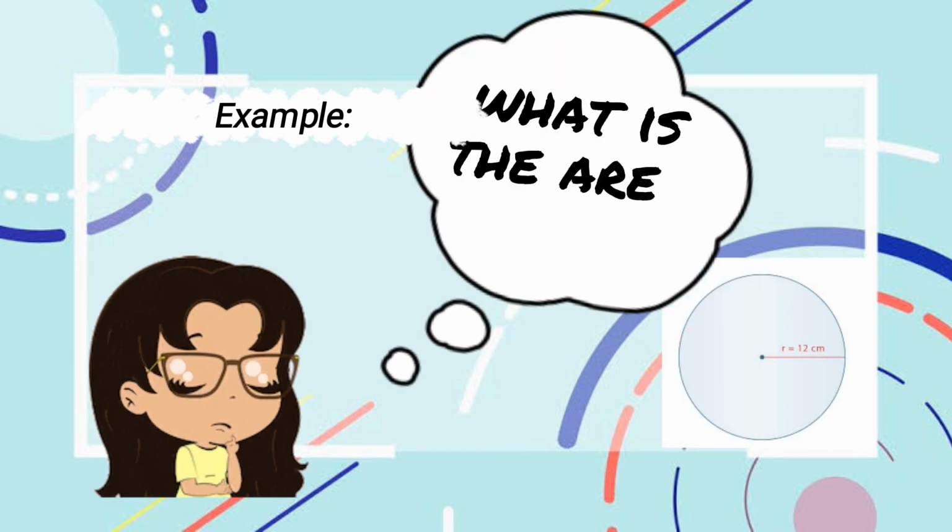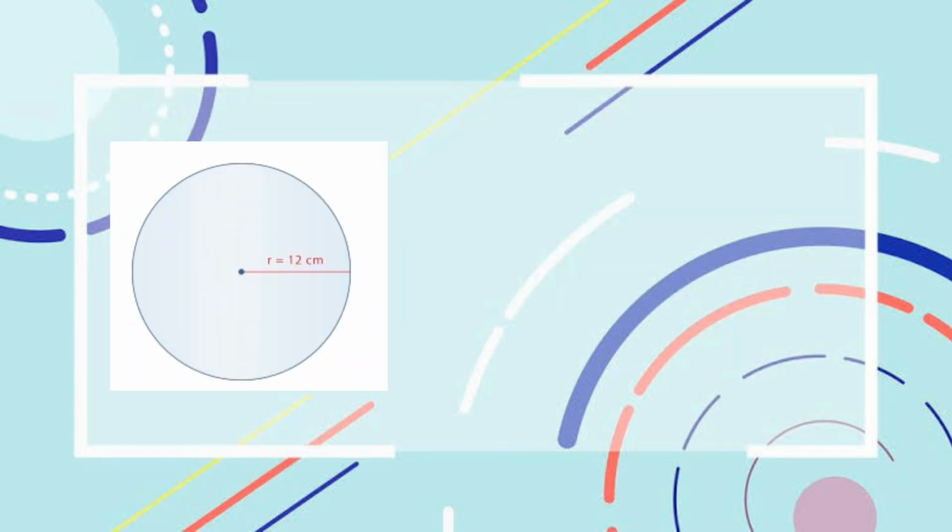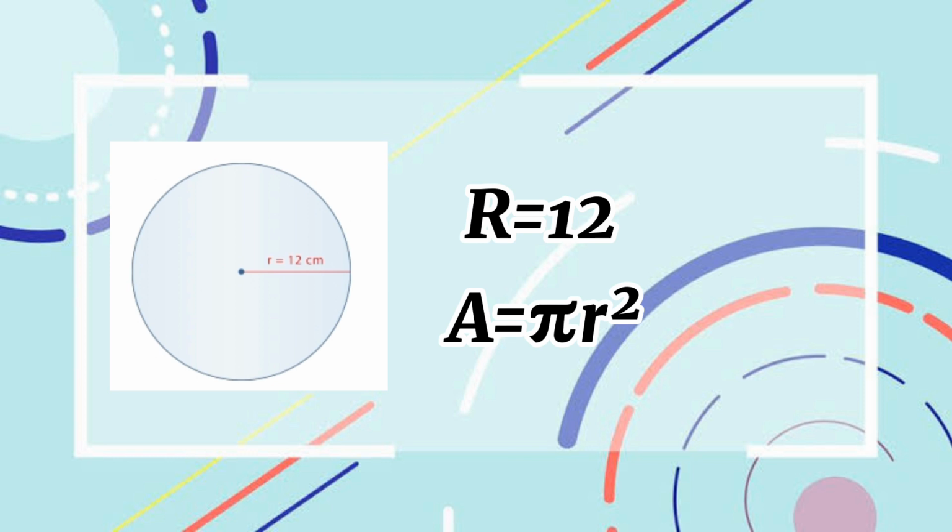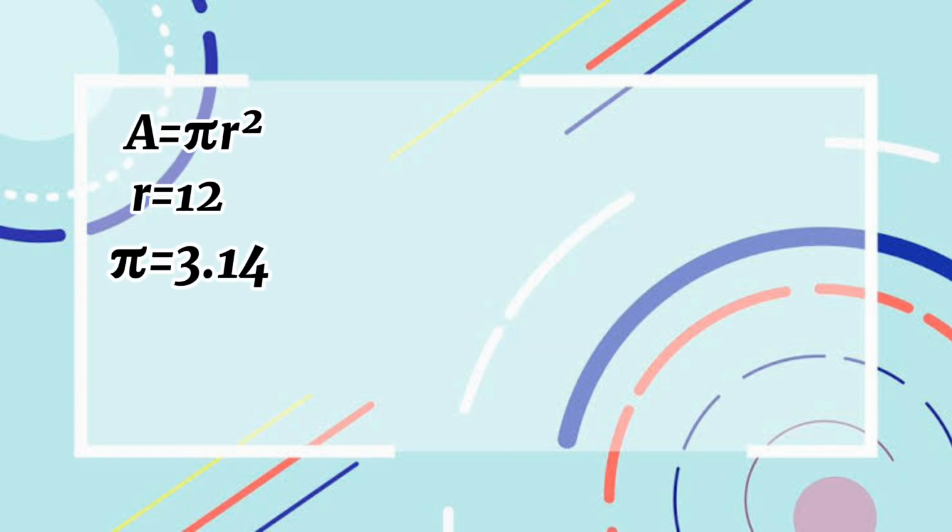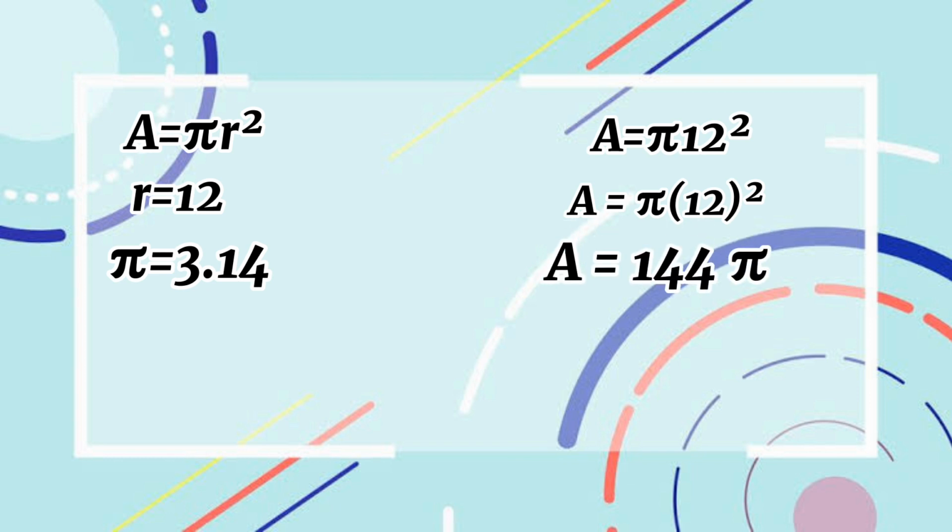Let's try it out. Example. What is the area of the circle? We know that the radius of a circle is 12 centimeters. We put this number into the formula and solve for A. Now, we need to substitute r with 12. Next, we need to multiply the 12 by itself. It would be 144. We all know that pi is equal to 3.14. So the area equals 144 times 3.14.